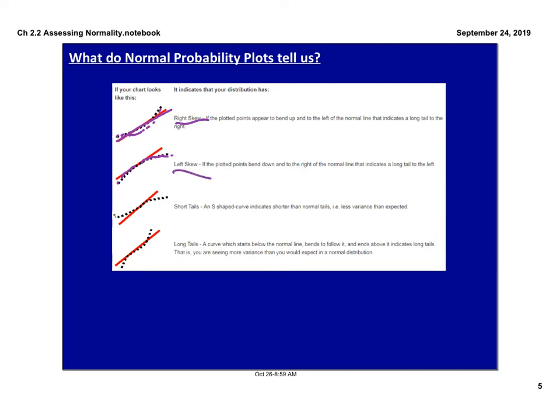When it creates kind of a funky S that comes down, it says short tails. An S-shaped curve indicates shorter than normal tails. So that might be really straight up and down, and you have less variance than expected. If it has a funky S that goes up, then you've got long tails, and your curve would be kind of flat almost, okay?